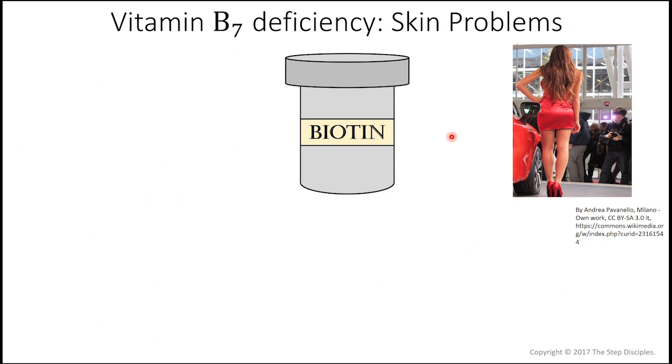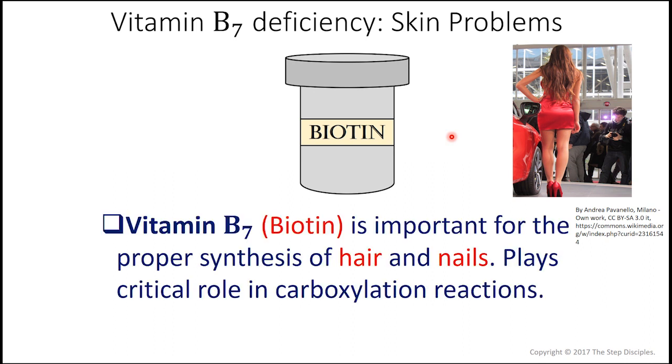We'll move on then from vitamin B6, and again, vitamin B6 is those pyridoxal compounds that lead to the formation of pyridoxal phosphate, which is important in transaminase reactions. We'll move on from that to vitamin B7 deficiency, which is associated with skin problems. So biotin, I'm sure you've heard about biotin. It's a very hot topic, especially for men and women who want to grow their hair.